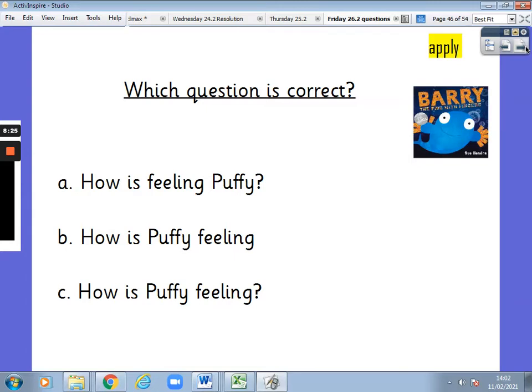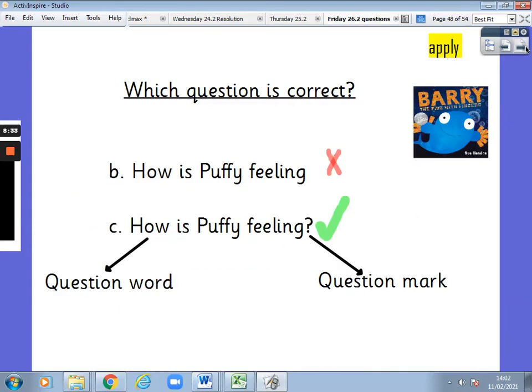Which question is correct? Is it A, how is feeling Puffy? B, how is Puffy feeling? C, how is Puffy feeling? C has got the question word how and the question mark at the end of our question. B has got the question word how and the question makes sense, but it has not got a question mark at the end.